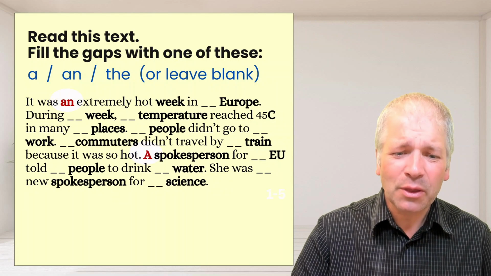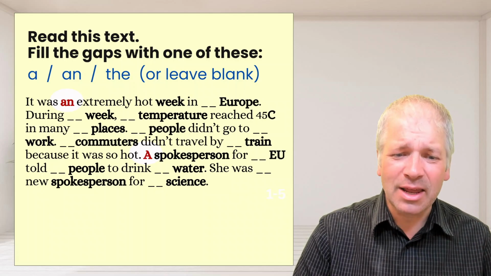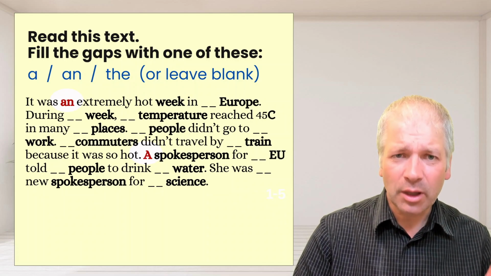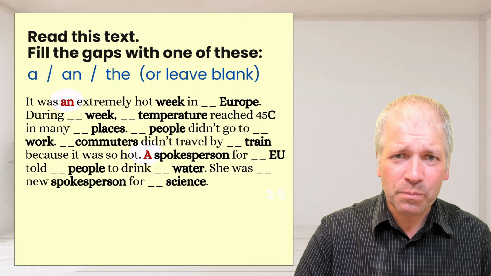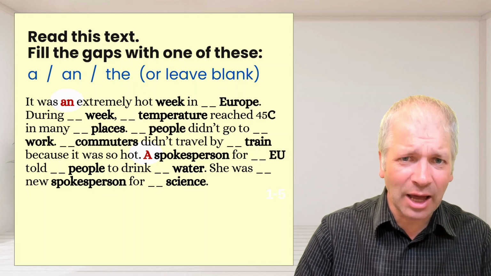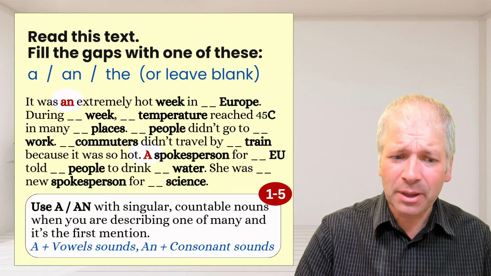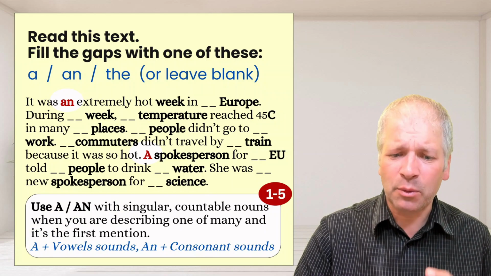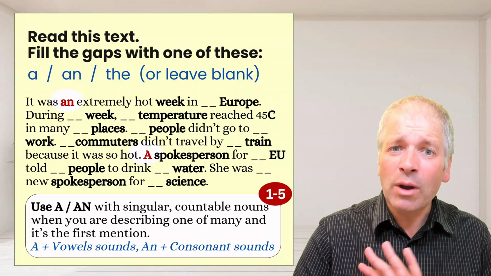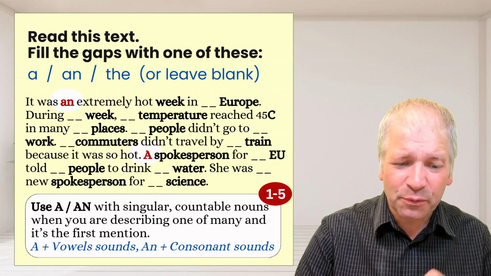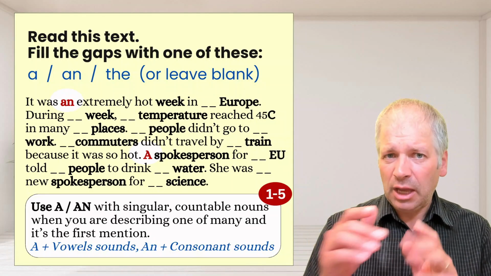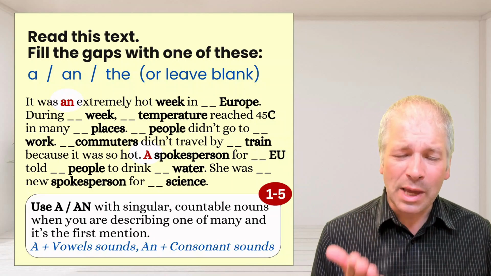Starting with these here. It was an extremely hot week. Go down 5 lines. A spokesperson for. So we're looking at a and an here. Why did we use them? It's because we use a and an with singular countable nouns when you are describing one of many and it's the first mention. So in the first line, we're looking at the word week.